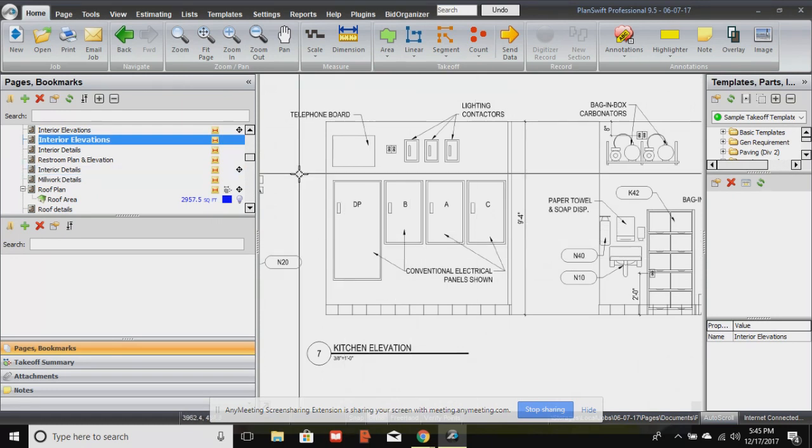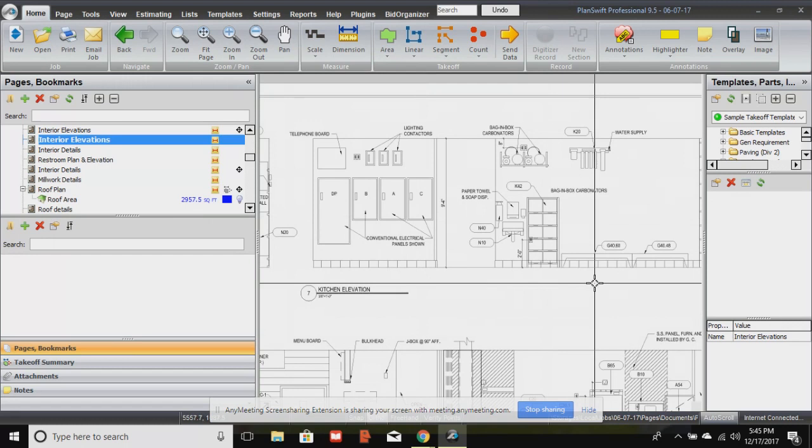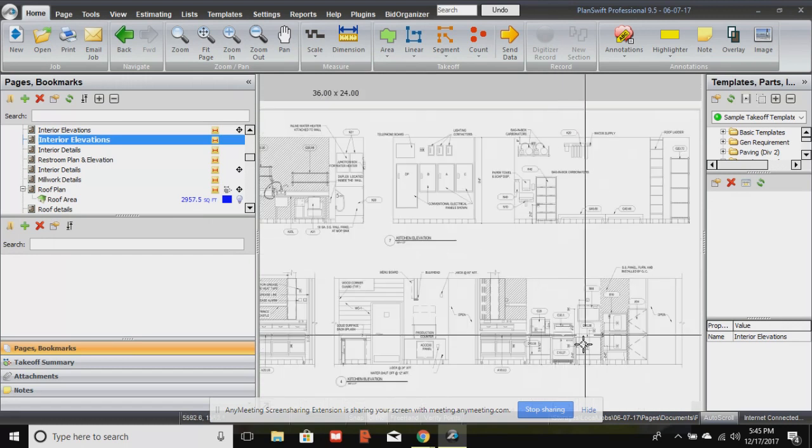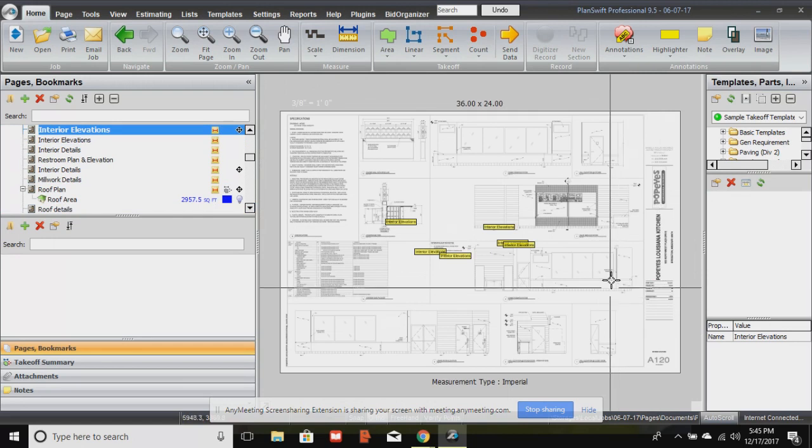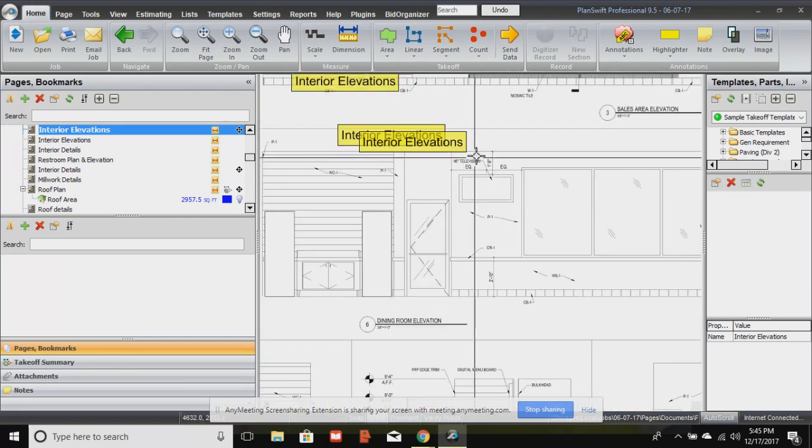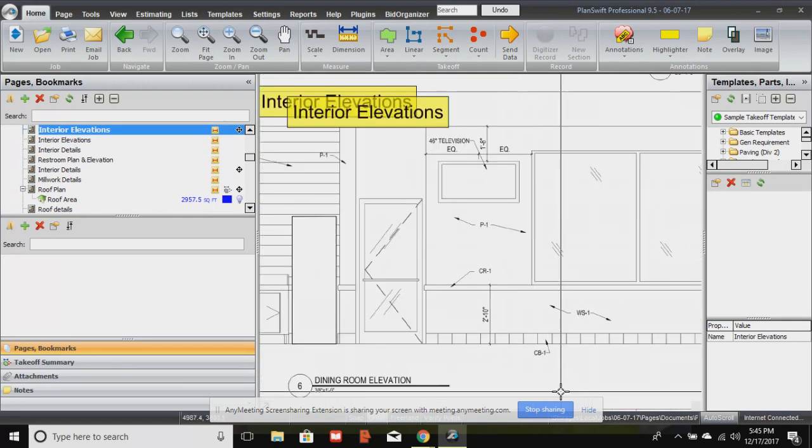So the elevation view is not so much for construction. It's more for all of your finishes. Let's go to another interior. This is interior in the dining room area. So this is an interior elevation view. It elevates the wall, stands them up, and shows us where all of our finishes go.